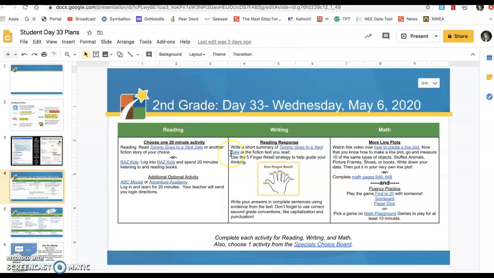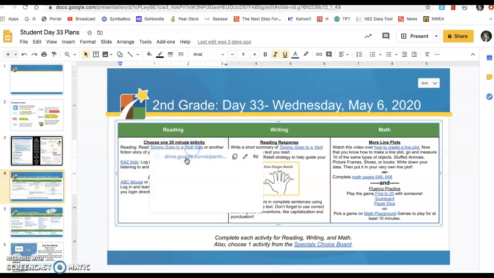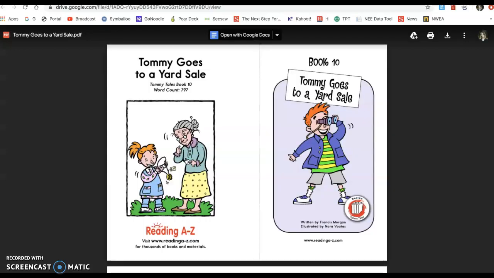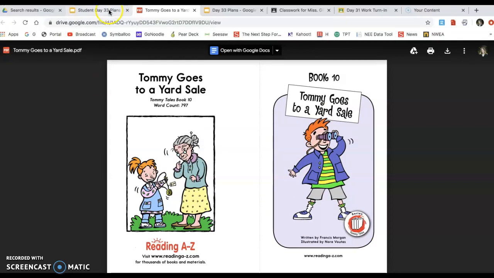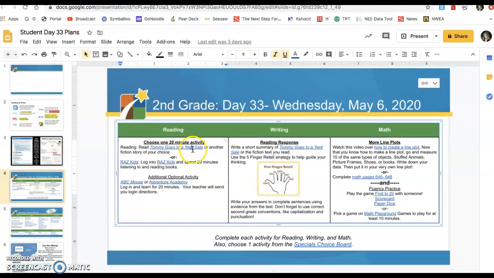For reading today, it's kind of the same reading and writing activities from the last few days, where you will be reading a story right here on Raz Kids, or a fiction story of your choice. Remember, it has to be fiction, otherwise the writing activity will be difficult. So you can either read Tommy Goes to a Yard Sale or another fiction story of your choice.